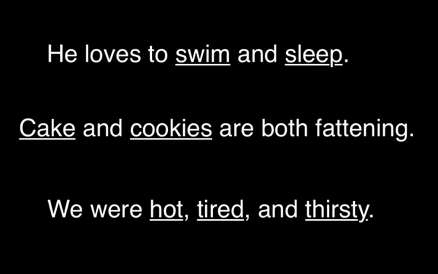In English, we make parallel structure in our sentences by using the same grammar forms, or grammar structures. In the first example here, he loves to swim and sleep. Swim and sleep are both verbs. It's important that they're both verbs because we have this conjunction and joining them. On both sides of the conjunction, we need to have the same form.